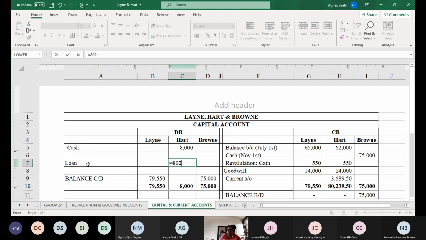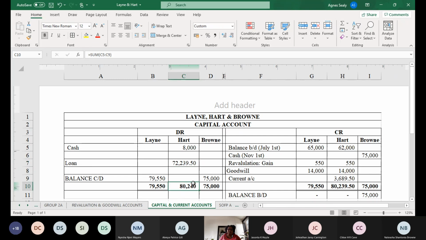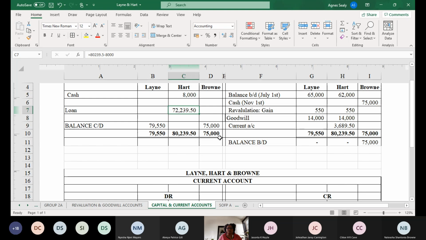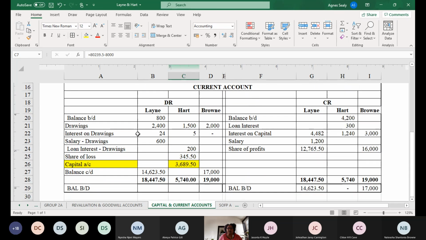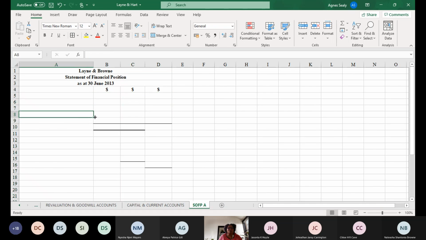So that would be $80,239.50 minus that $8,000. So then the loan is $72,239.50, right? So this is the new loan here, $72,239.50. So this completes the capital and the current account for Layne, Hart, and Brown. So all you have to do now is the statement of financial position for Layne and Brown.